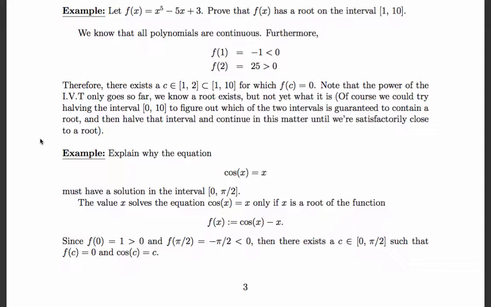f of 0 is cosine of 0, which is 1, minus 0. And f of pi over 2 is 0 minus pi over 2, which is negative. So since f of 0 is positive and f of pi over 2 is negative, as f goes from 1 to negative pi over 2, at some point it crossed 0, meaning there's some c in the interval 0 to pi over 2 for which f of c equals 0, implying cosine of c equals c.